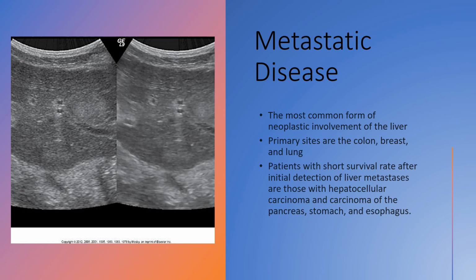So we've got to talk about metastatic disease. This is metastases to the liver. The primary places where we're going to see it metastasize from are going to be the colon, the breast, or the lungs. It's the most common form of neoplastic involvement of the liver. And typically, once we see liver mets, the survival rate becomes very short. The prognosis is very poor.